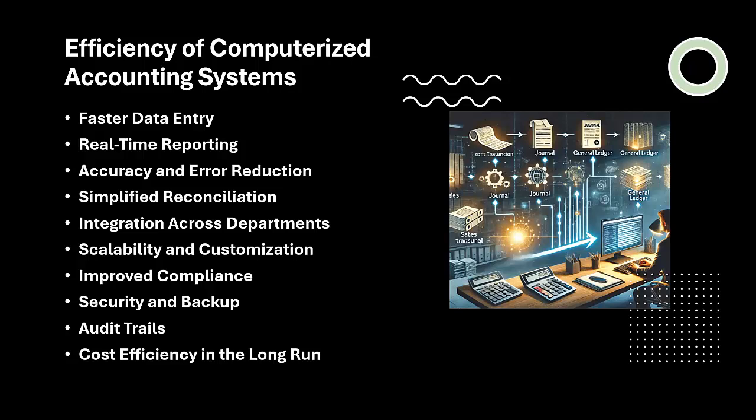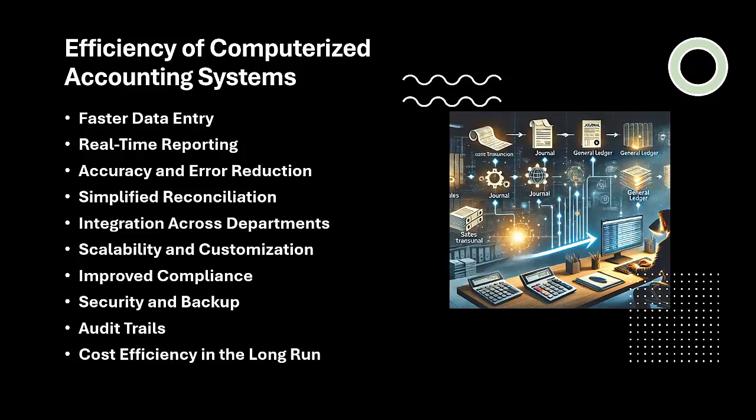2. Real-time reporting. Computerized systems generate financial statements instantly, giving businesses immediate insight into their financial position. This is especially useful for decision-making. Example: A manager can pull up a profit and loss statement or a cash flow report at any time without waiting for accountants to compile data manually.